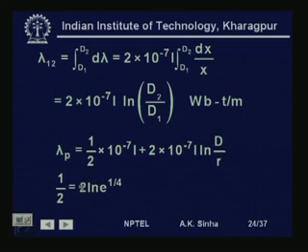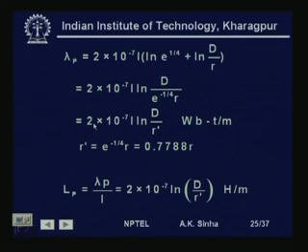Now, using half is equal to 2 log n e to the power 1 by 4, substituting this, we get the flux linkage lambda P is equal to 2 into 10 to the power minus 7 I [log n e to the power 1 by 4 plus log n D by r], which can be written as 2 into 10 to the power minus 7 I log n D by e to the power minus 1 by 4 r.